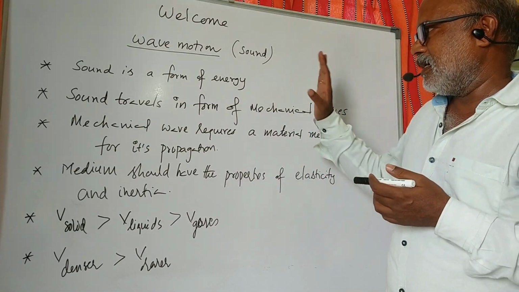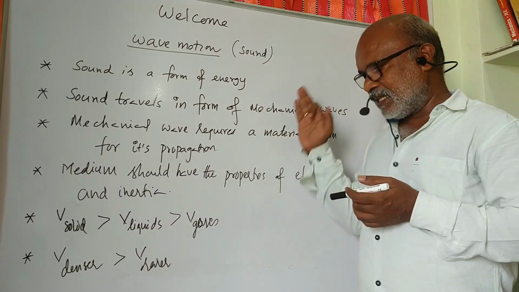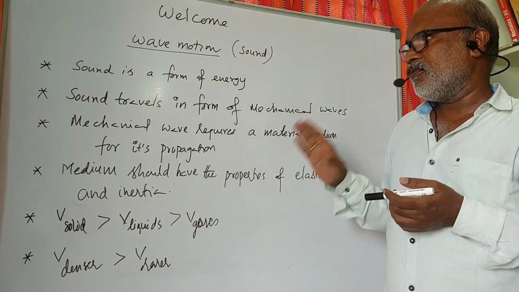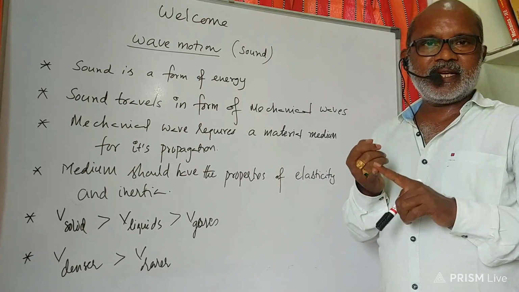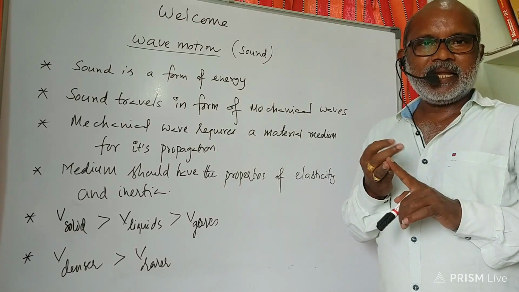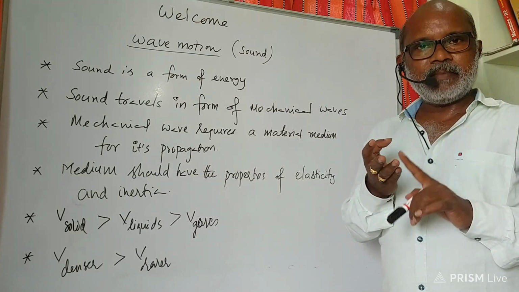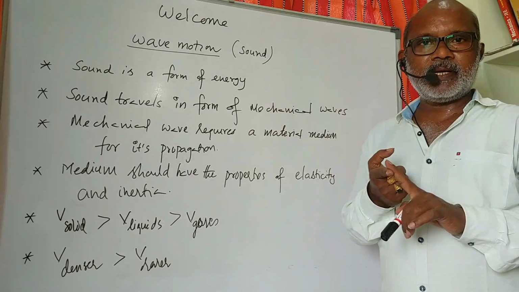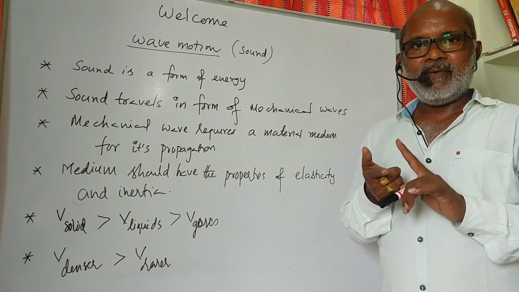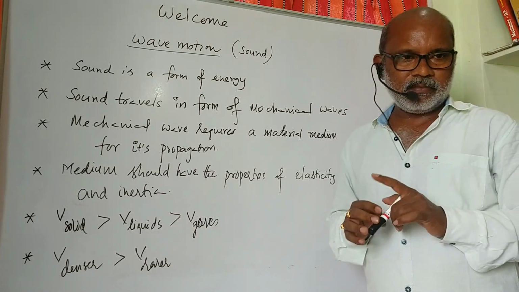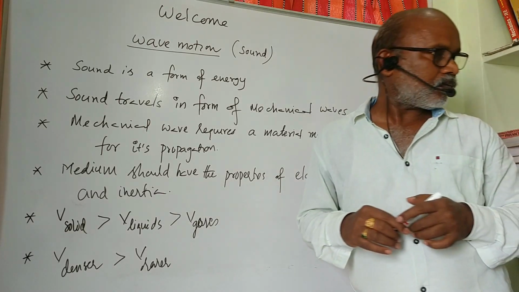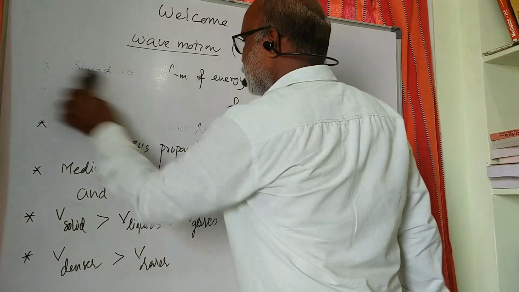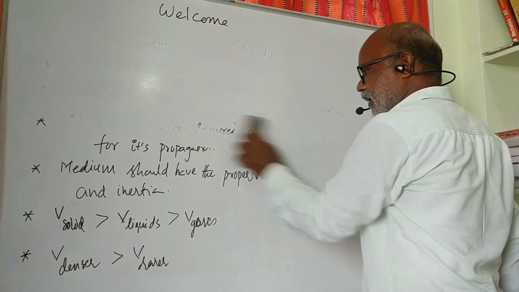Okay, now you keep this, it is just an introduction of what we discussed in the last class. For the newcomers, I have given this. So these are some important points. Finally, keep in your mind: sound is a form of energy. It travels in the form of mechanical waves. As it is a mechanical wave, it requires a medium for its propagation, and the medium should have the properties of elasticity and inertia. Velocity of sound is more in a denser medium compared to a rarer medium. Some other points we discussed, I'll explain again.